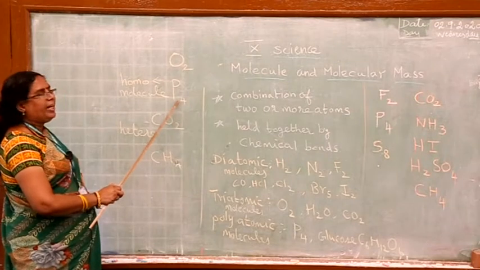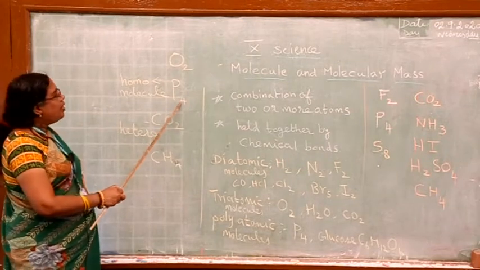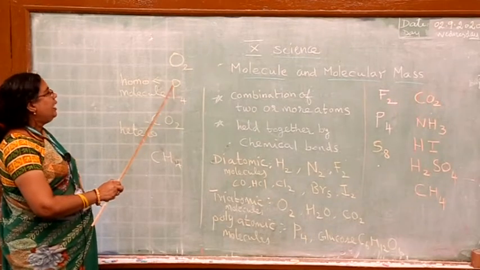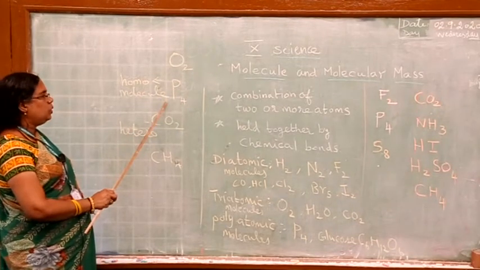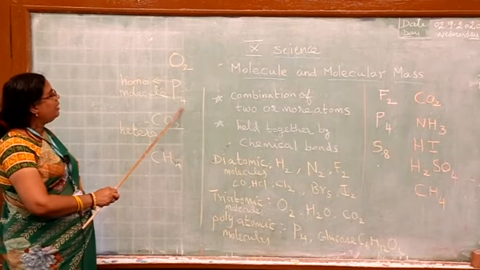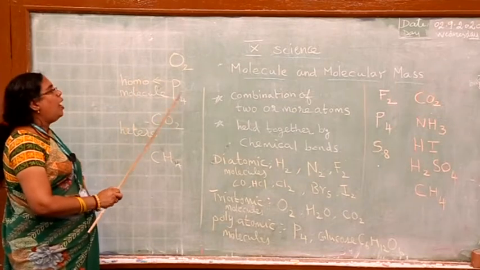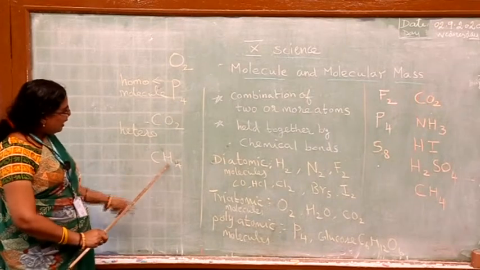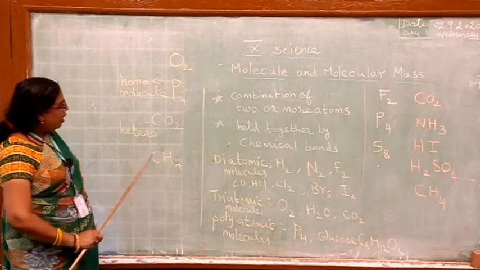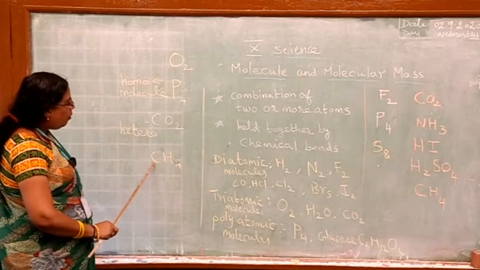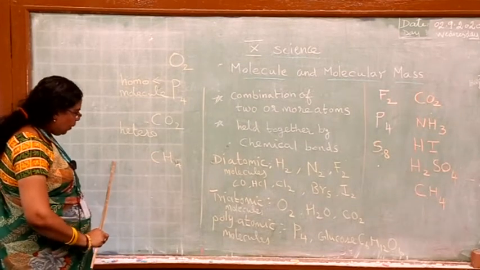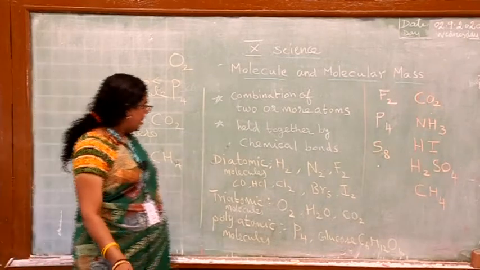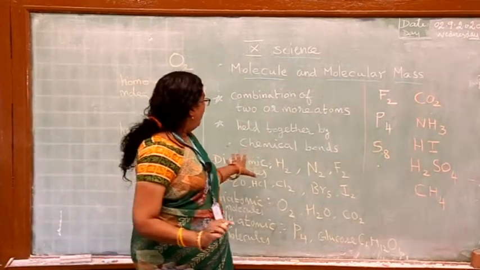Now take phosphorus, P4. It also contains more than 3 atoms. We can call it a polyatomic molecule. It is a homo molecule. So we can call it a homopolyatomic molecule. Whereas CH4 contains different atoms, so we call it a heteropolyatomic molecule. Now do you understand?